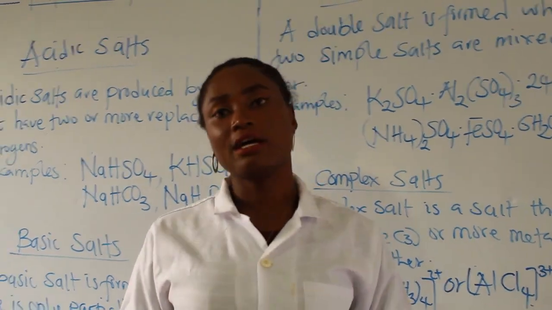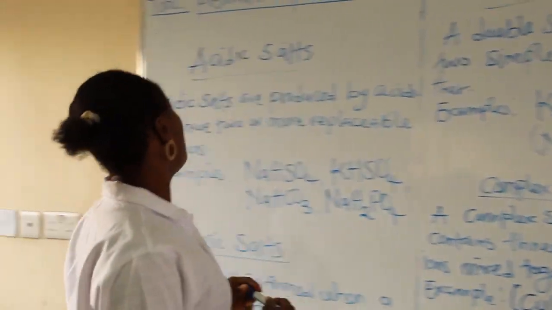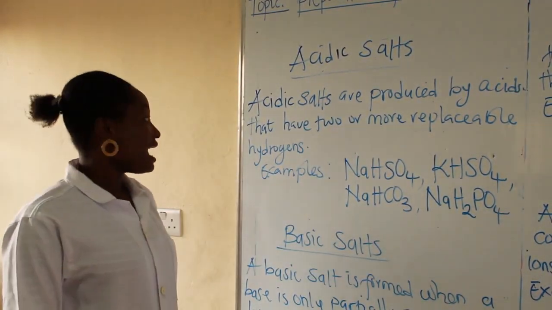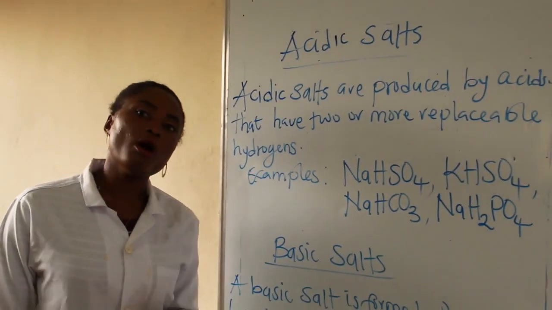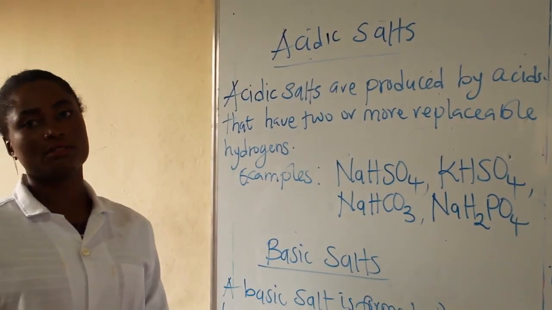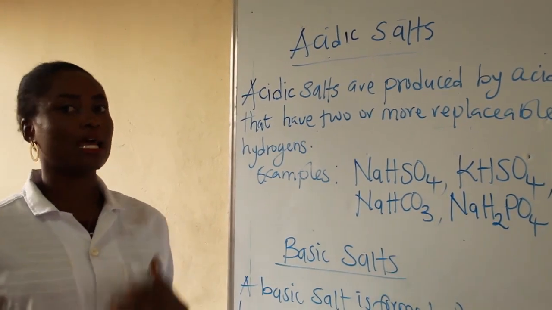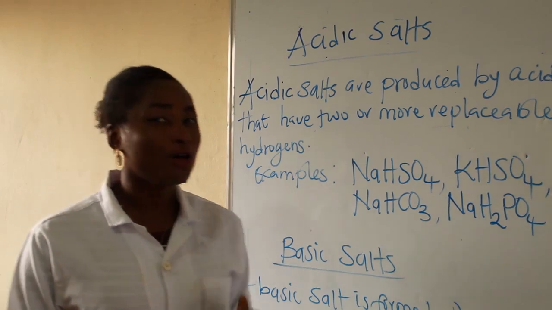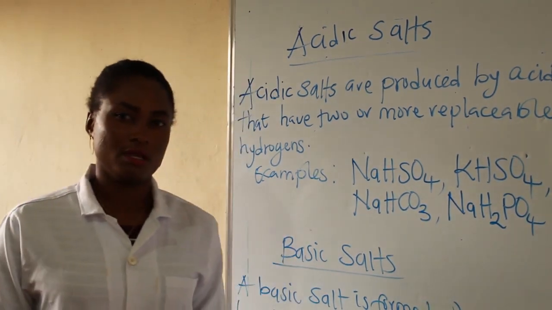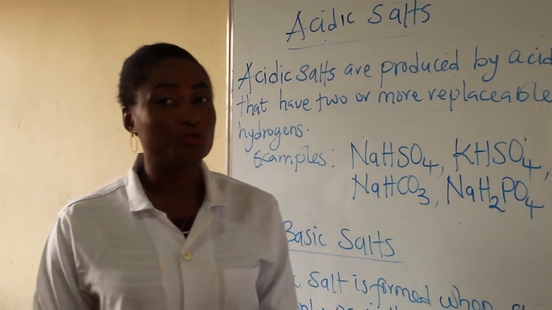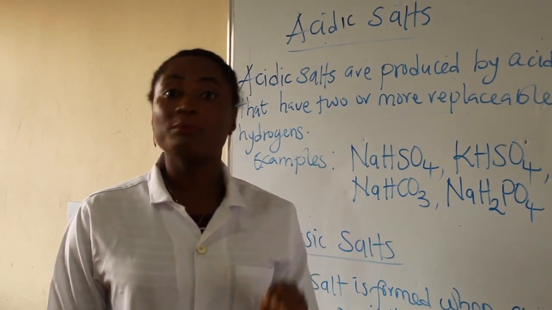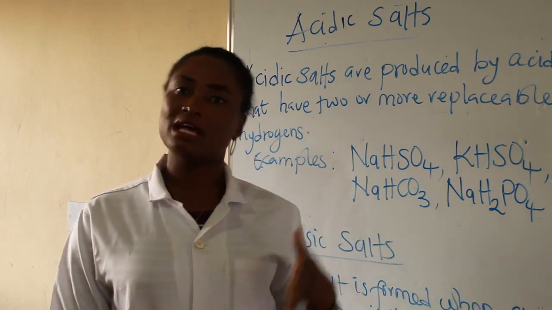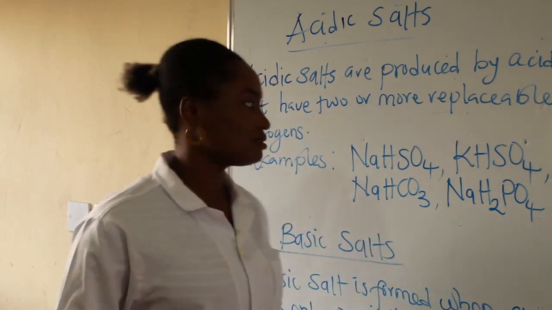Okay, having explained the normal salts, let us look at acidic salts. Now, acidic salts are produced by acids that have 2 or more replaceable hydrogens. For you to produce an acidic salt, that acid you want to use must have more than 1 hydrogen. It then means that you cannot produce acidic salt from HCl, because it's just one hydrogen there. So from H2SO4, that's sulfuric acid, you can produce acidic salt.